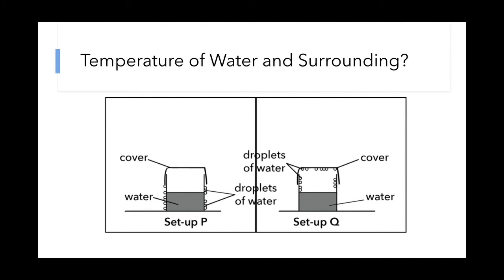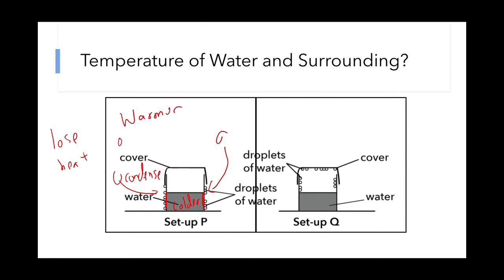Very simple. If there are water droplets outside, that means the water vapor on the outside just now has condensed. If you remember what's the requirement for condensation to take place, you must lose heat. That means the water vapor loses heat. That means the water vapor is warmer. The water is colder. The temperature of the water is colder than the surrounding. So that's why the water vapor on the outside, when it comes into contact with the cooler surface here, loses heat and turns into water droplets.